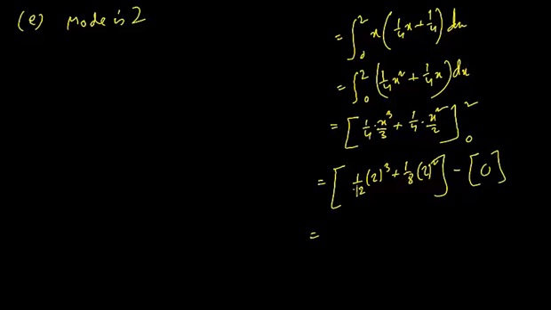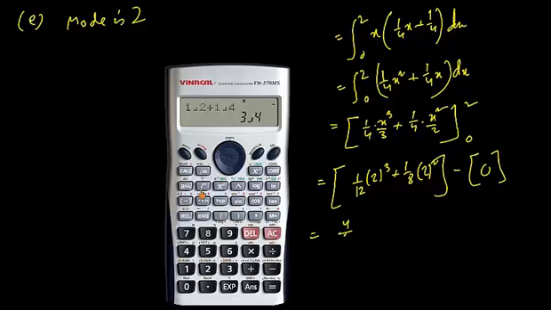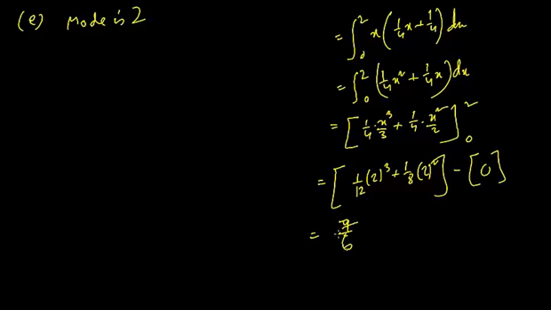So we can write 8 by 12, which is going to be 2 by 3, plus 2 squared 4, 4 by 8 is going to be half. So this is going to be 7 by 6.